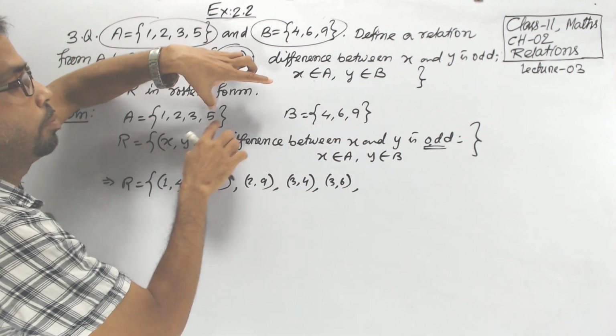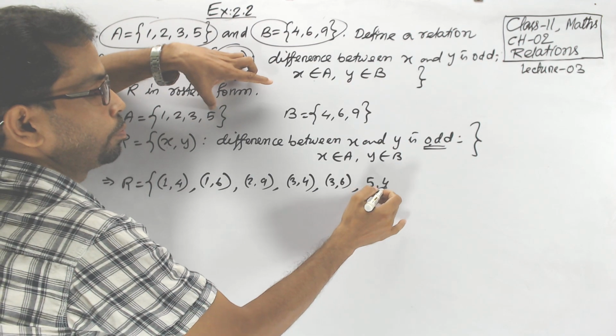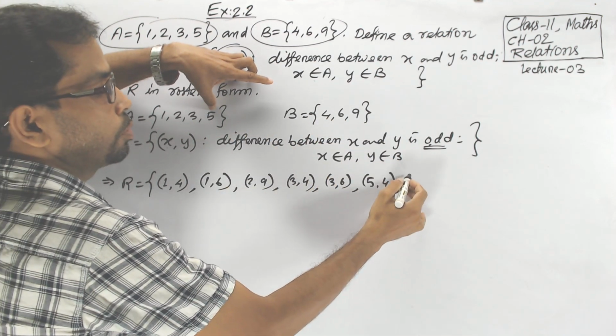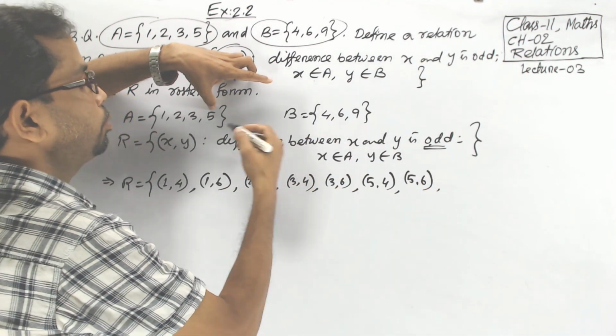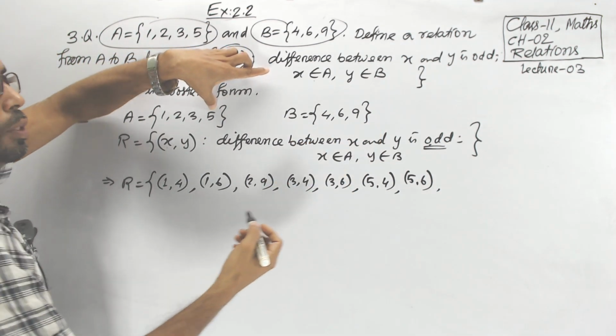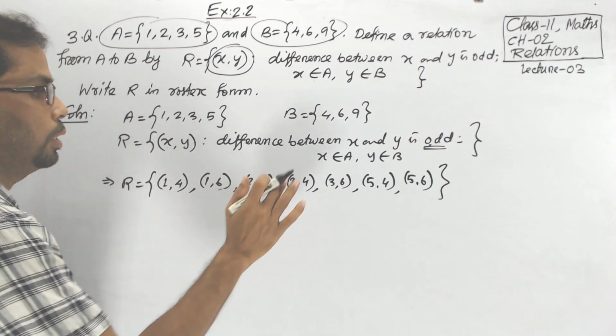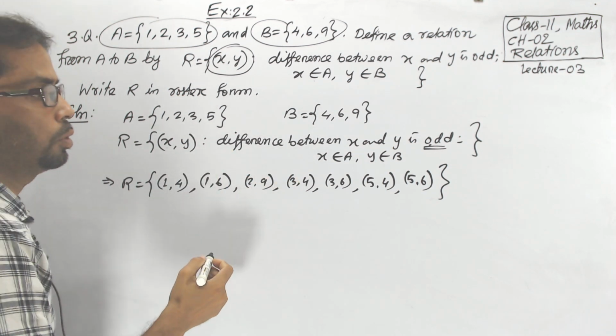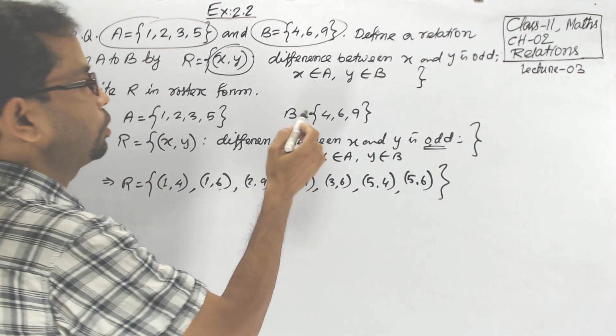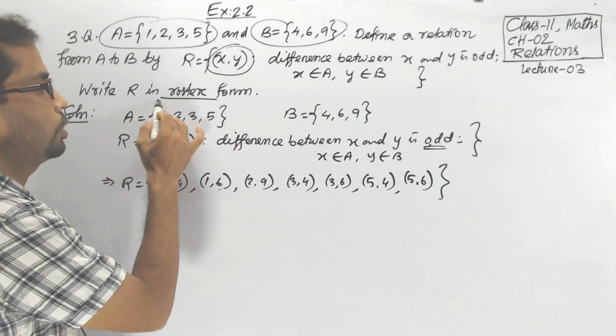Then with 5, 5 and 4 is possible. Then 5 with 6 is also possible, the difference is odd. 5 with 9, the difference is 4, so I cannot take it. So this is the complete relation according to the question given. And then the question is only to write the relation in roster form.